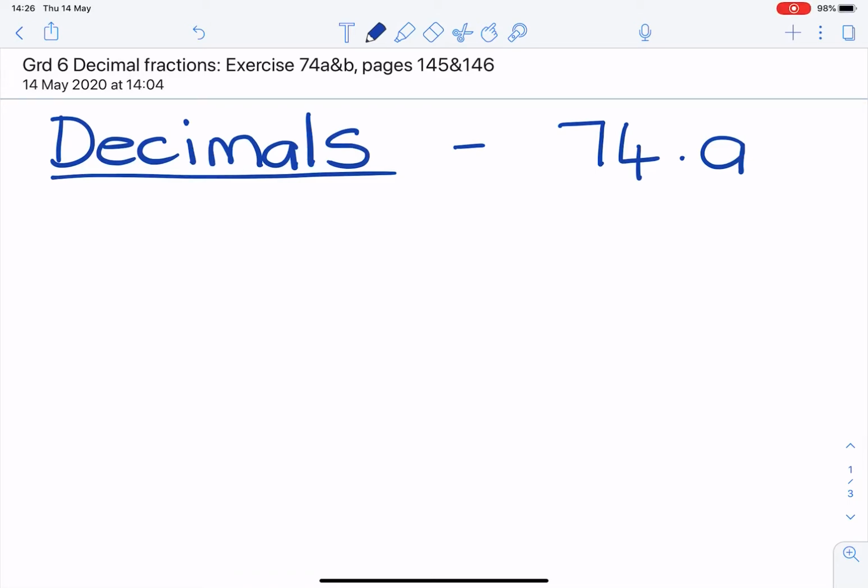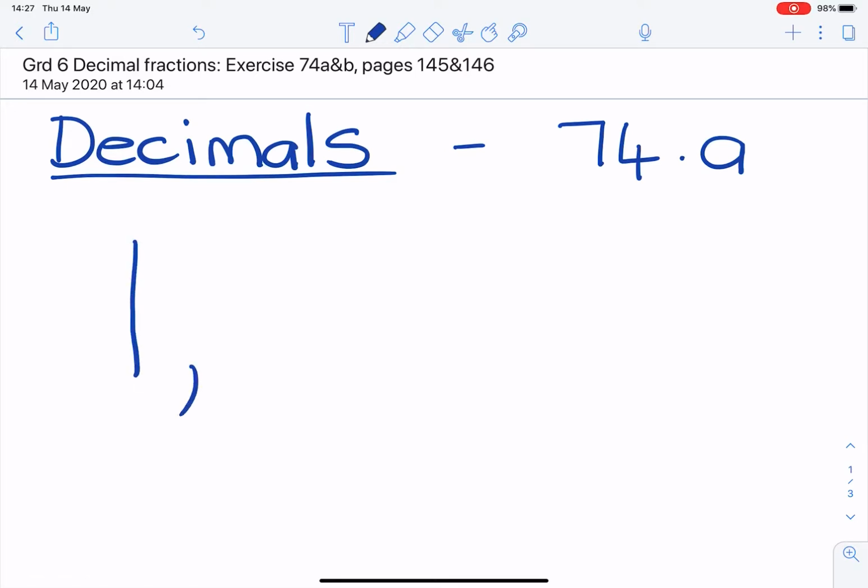Today we're starting a new section called decimal fractions. Now, you've been doing fractions since grade 1 or 2. Decimal fractions are just another way of writing those fractions. And believe it or not, you've seen them before and you've understood what they mean.